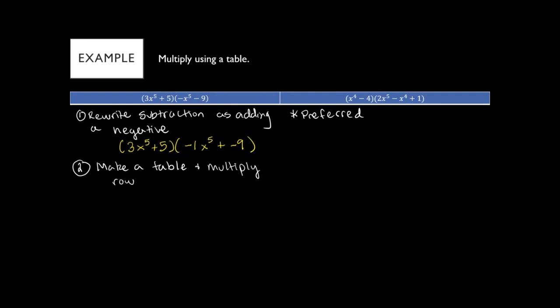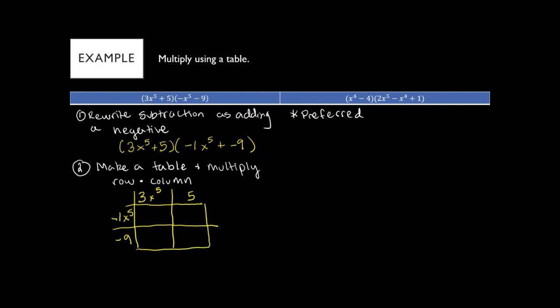We multiply row times column. It doesn't matter which is going across or which is going down. I usually just go across with the first one. So 3x to the 5th, you don't need to write the plus sign, you just need to write the terms themselves. And then going down, I have negative 1x to the 5th, and then another row, I'd have the negative 9. So this essentially gives me 4 boxes that I'm filling in.